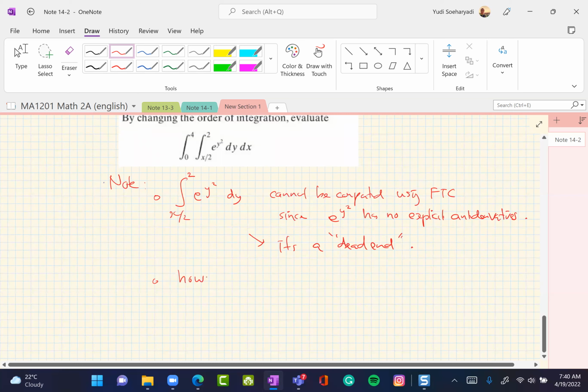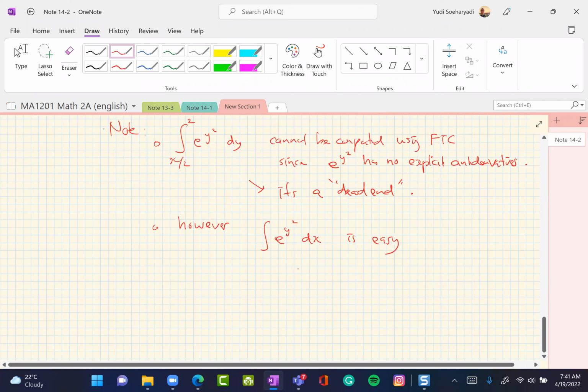However, if you try to do this one, it would be easy. Why? Because we integrate with respect to x, so this is just x e to the y squared plus c. So let's do the integration with respect to x first. This is the conclusion.